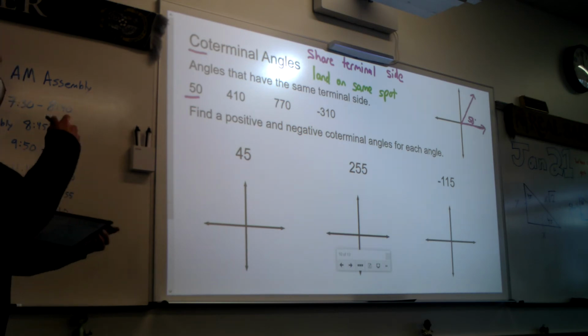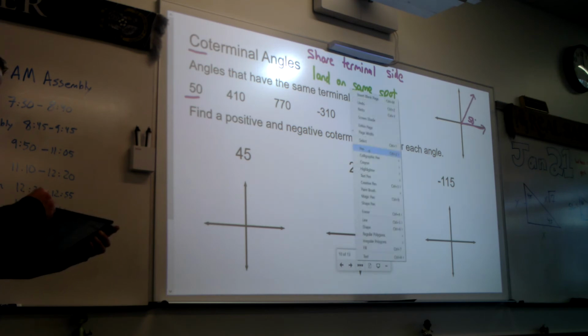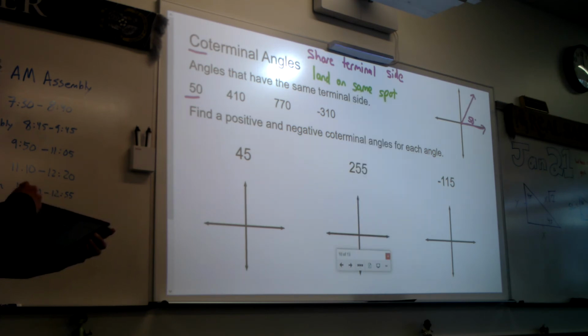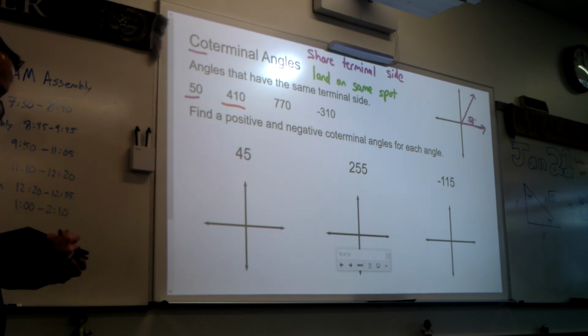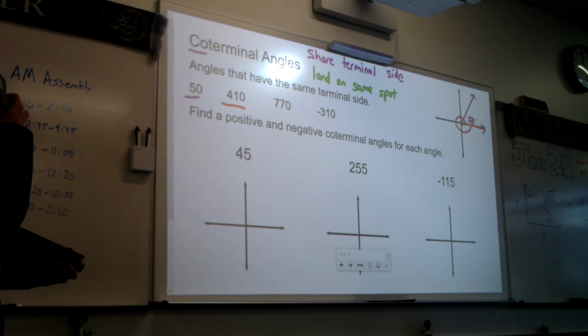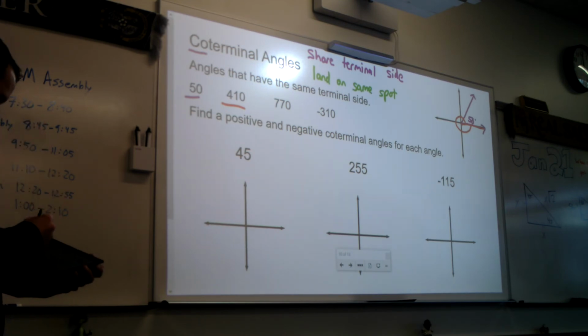Now, let's graph the other three angles here and see what happens. I'm going to go to 410. Now, how am I going to graph that? Well, we're going to start the same way here. Is this going to be more than 360? So that's more than a rotation, right? So I'm going to go all the way around once, which is 360. And how much is still left over once I've gone 360?